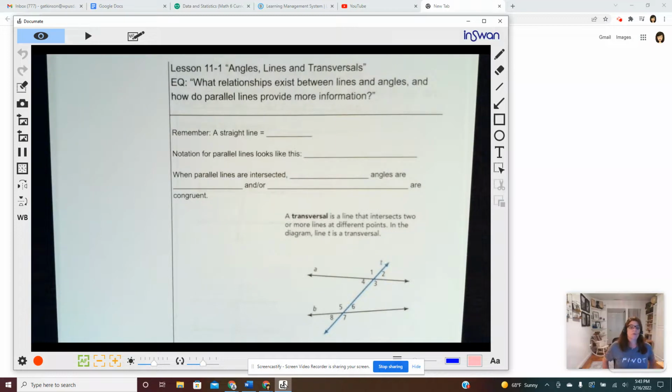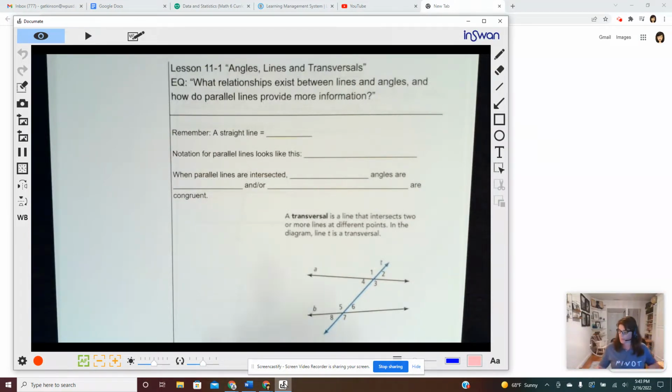We are continuing with our geometry unit on lines and angles. Previously we talked about vertical angles, supplementary, complementary, adjacent. Now we're talking about which relationships exist between lines and angles. How would parallel lines make that any better or give us more information?